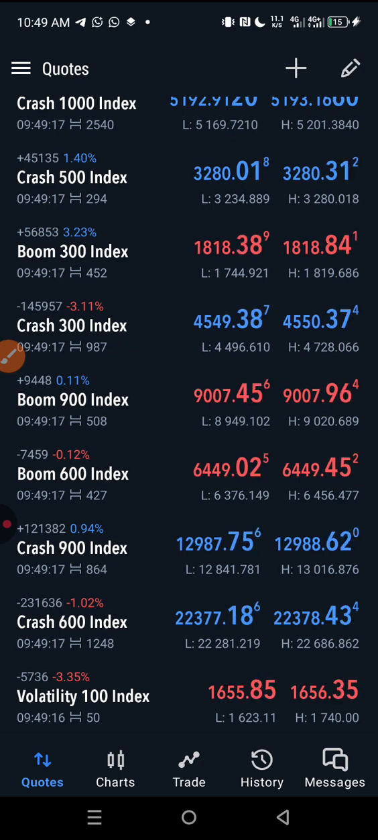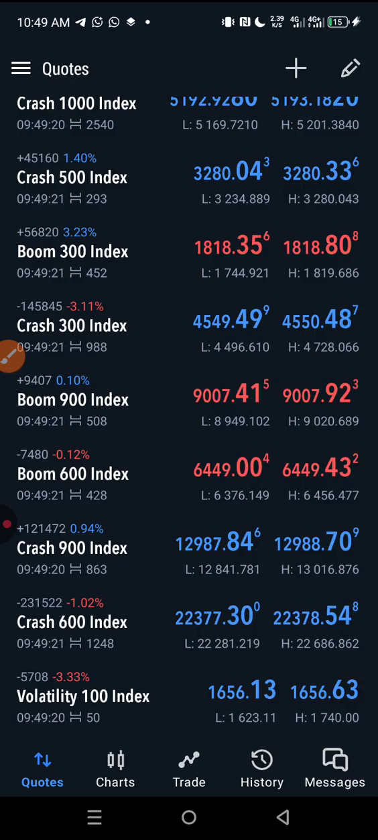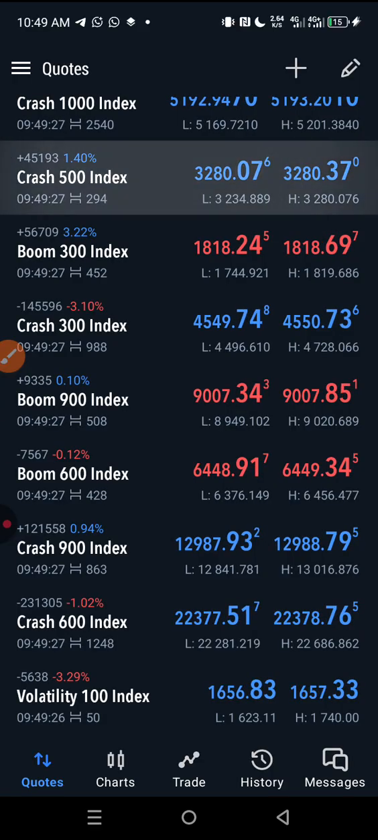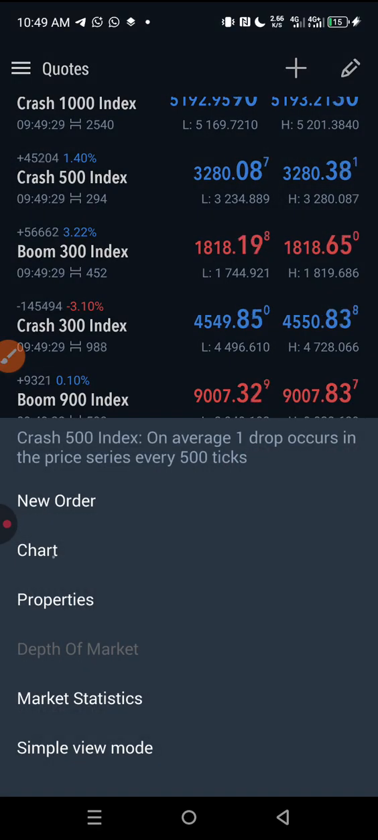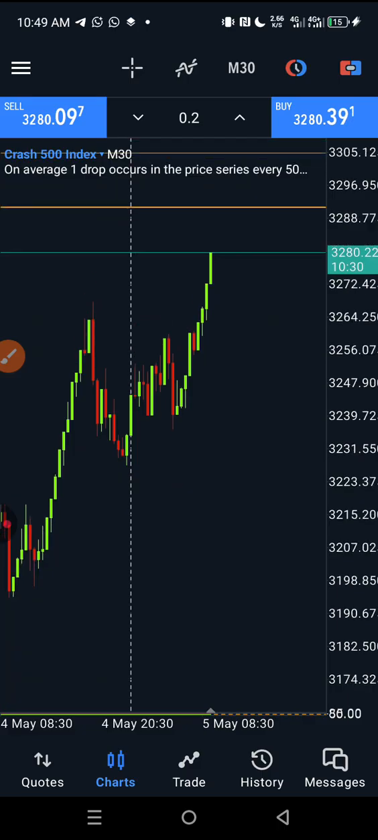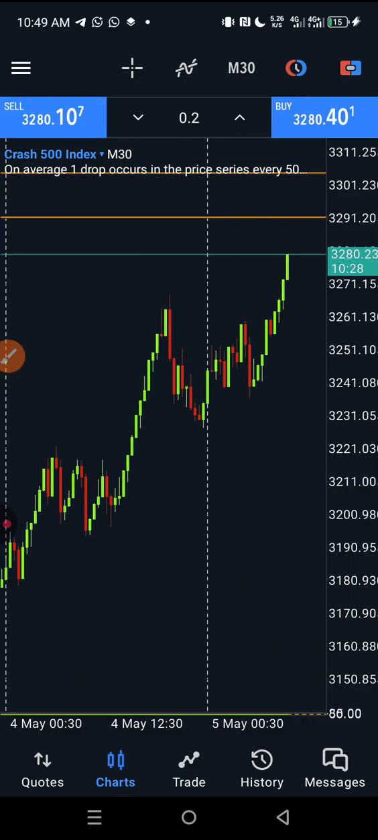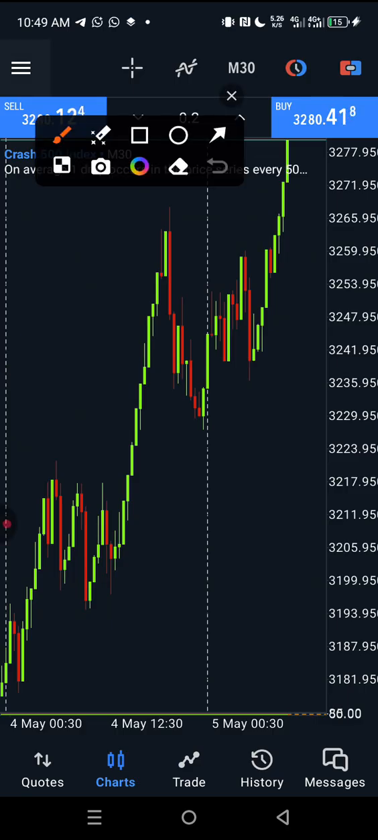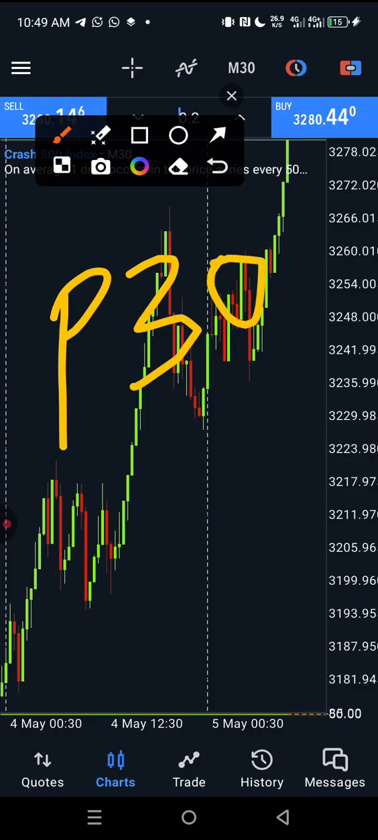It is a pure price action strategy. All right, P30 is a pure price action strategy. The P represents the period separator. Okay, let us go into the chart. Let me choose one of the indices. Okay, let me choose Crash 500 as a case. Remember we said P30 strategy, P then 30 strategy.